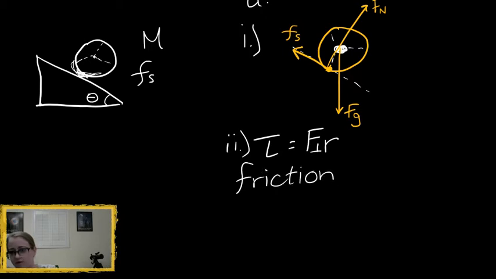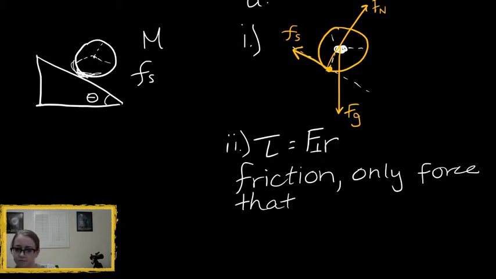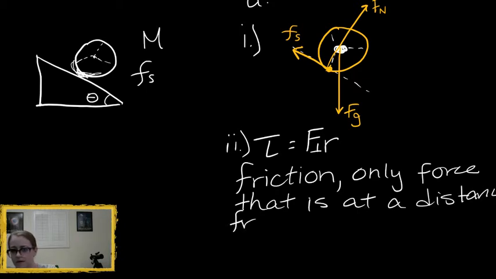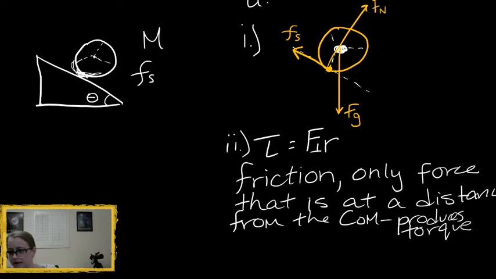It is the only force that is at a distance from the center of mass. And then we would put in there maybe that it produces a torque. So I'm going off the page for a sec. But it produces a torque, and that is the important part here. It produces a net torque on the object because of a non-zero radius.